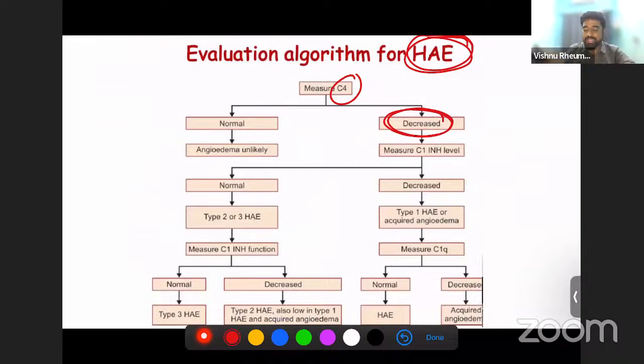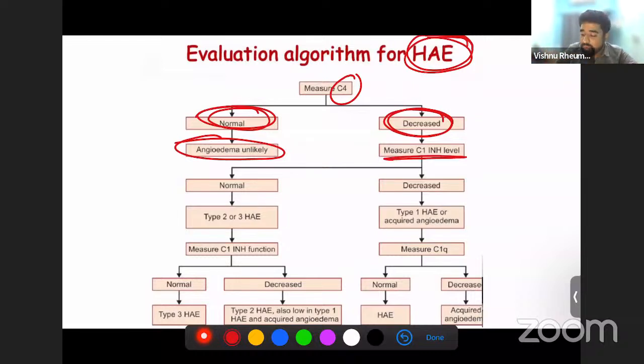So firstly, what we do as a usual testing, when we test for complements, you know what we test for? C3, C4, right? So whenever you have a patient with angioedema, you do C3, C4 levels, you see C4 is low. You don't directly do C1 levels. C1 levels, C1q levels, those are slightly high level testing. You usually do C3, C4. Once you see that C4 is low, what do you think? That there is some C1 activation happening because of which C4 is low. So if C4 is normal, then it is unlikely that the whole bradykinin pathway is getting activated. If C4 is low, then you can say, okay, C1 pathway is getting activated.